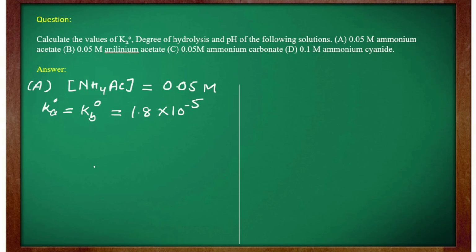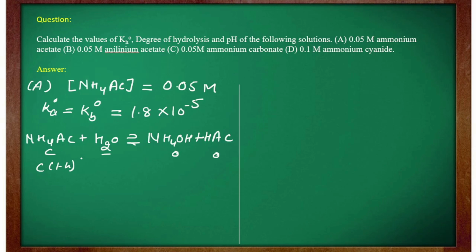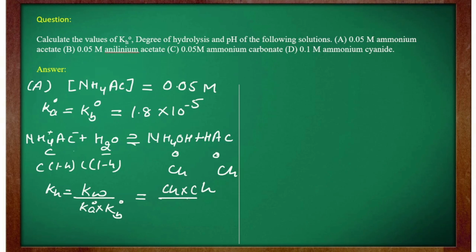Ammonium acetate is a salt of weak acid and weak base. Upon hydrolysis of ammonium acetate, it gives ammonium hydroxide and acetic acid. At equilibrium, concentration of ammonium ion and acetate ion is C multiplied by 1 minus degree of hydrolysis. Ammonium hydroxide and acetic acid is C multiplied by degree of hydrolysis. Kh is equal to Kw divided by Ka and Kb.